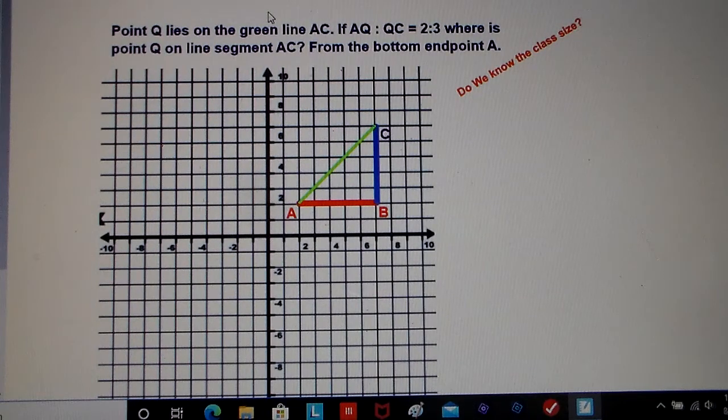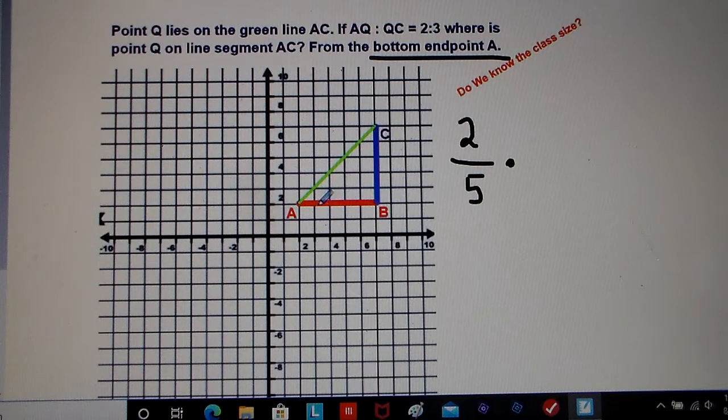Point Q lies on the green line AC. If AQ to QC is 2 to 3, where is point Q on line segment AC? So the ratio is 2 to 3, so we take that first number, 2, and we divide it by the total. 2 plus 3 is 5. So that's the fraction that we're going to be multiplying with. Where is Q on line segment AC from the bottom endpoint A? So we're going from A.